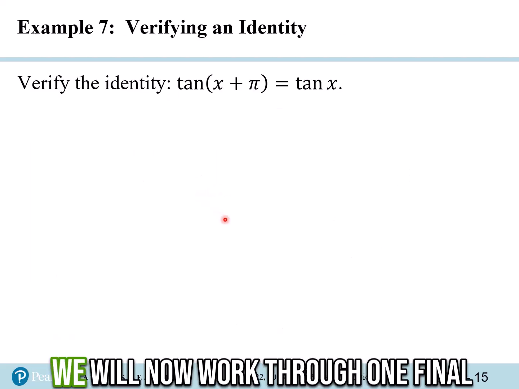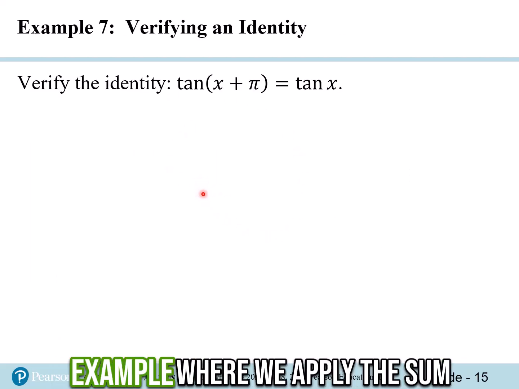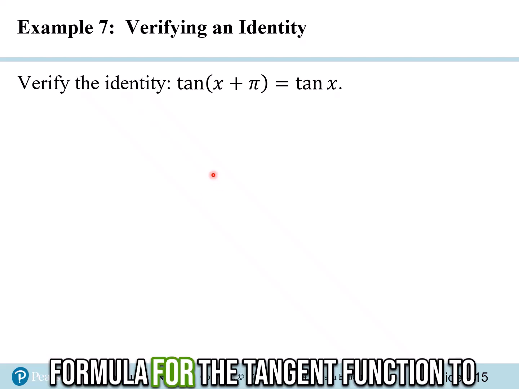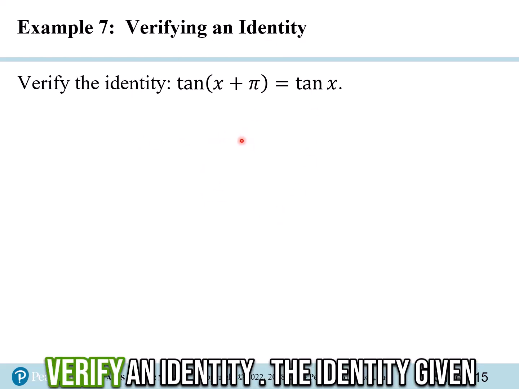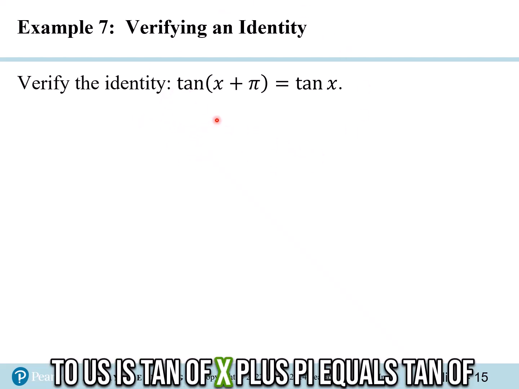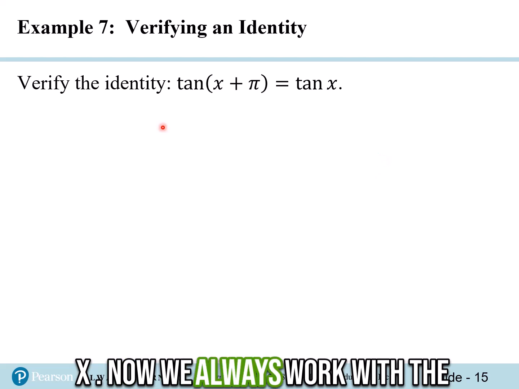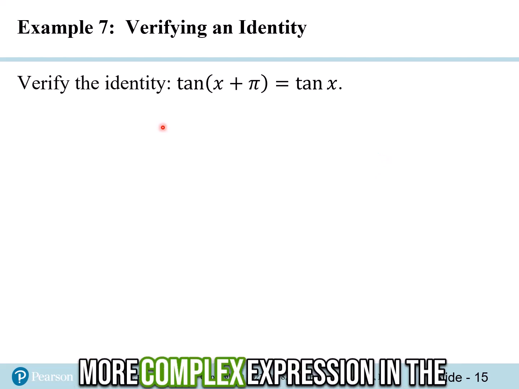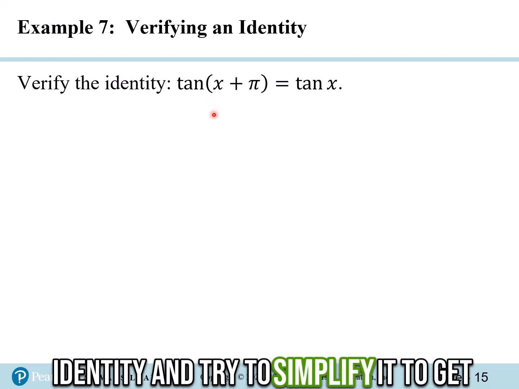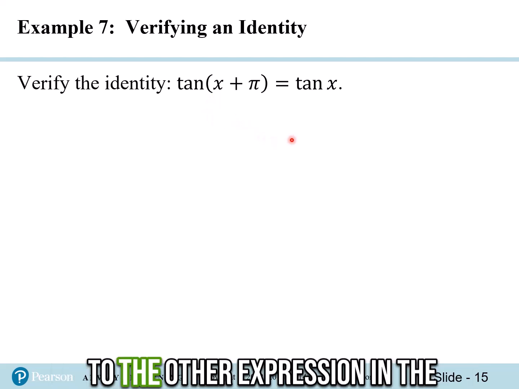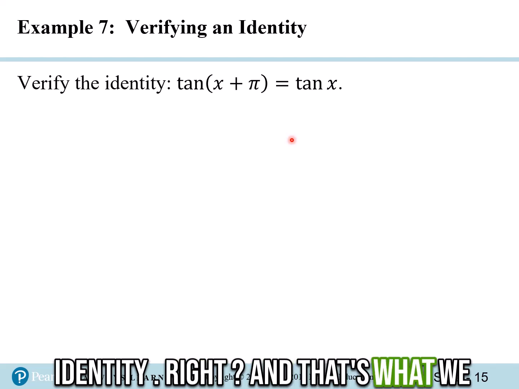All right. We will now work through one final example where we apply the sum formula for the tangent function to verify an identity. The identity given to us is tan of x plus pi equals tan of x. Now we always work with the more complex expression in the identity and try to simplify it to get to the other expression in the identity, right? And that's what we are going to do.